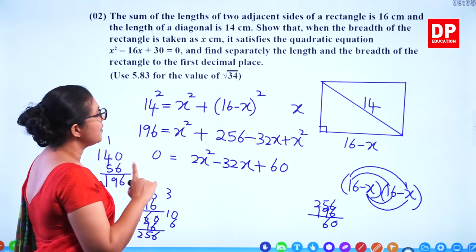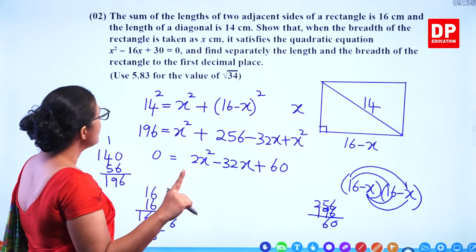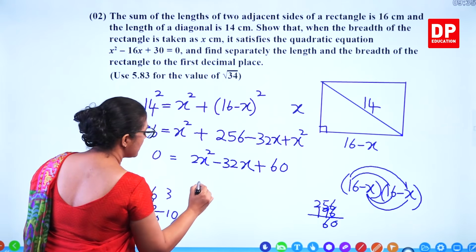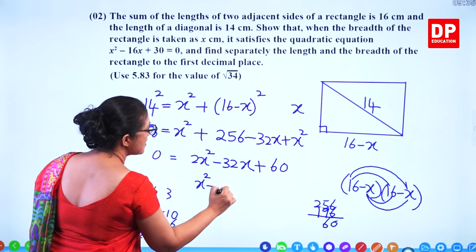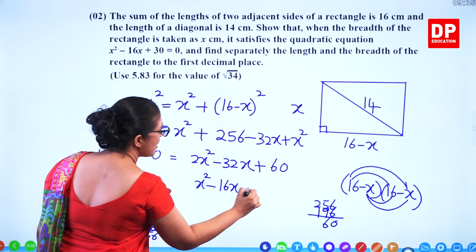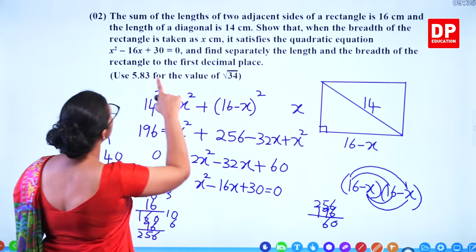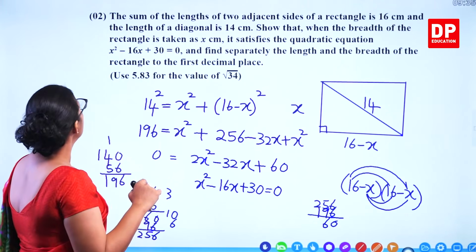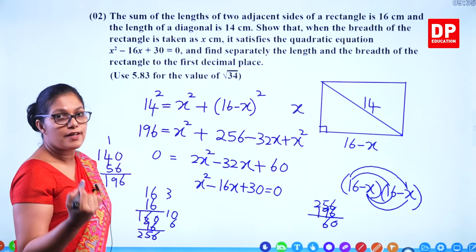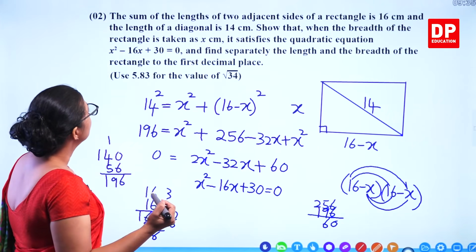Now divide the whole equation by 2. So you get x squared minus 16x plus 60 divided by 2, that's 30, equals 0. So this is the equation. So that's correct because we got it.